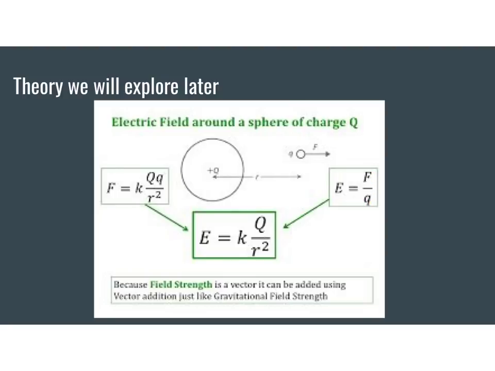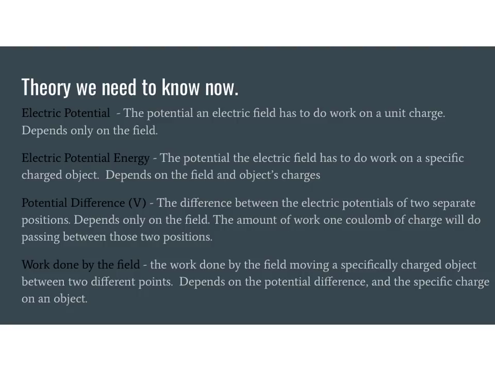Now that's force per charge. We're focusing in this particular module on potential difference. Okay, so let's have a look at a couple of these definitions now. So electric potential, okay, it's the potential electric field has to do work on a unit charge. Okay, so this is a unit charge, a positive 1 charge. That's a positive 1 charge. So that's, in our case, plus 1 Coulomb, which is a massive unit.